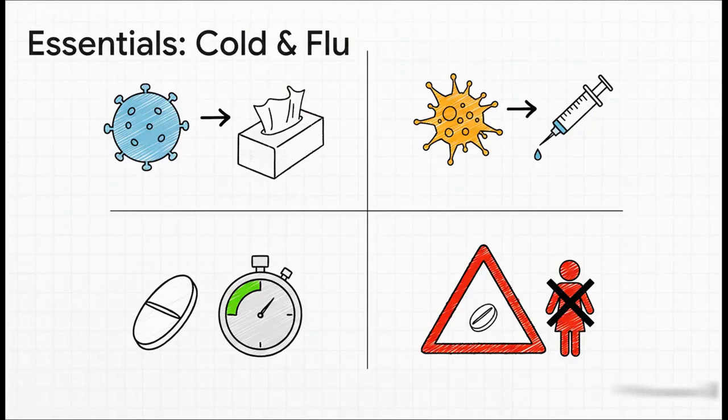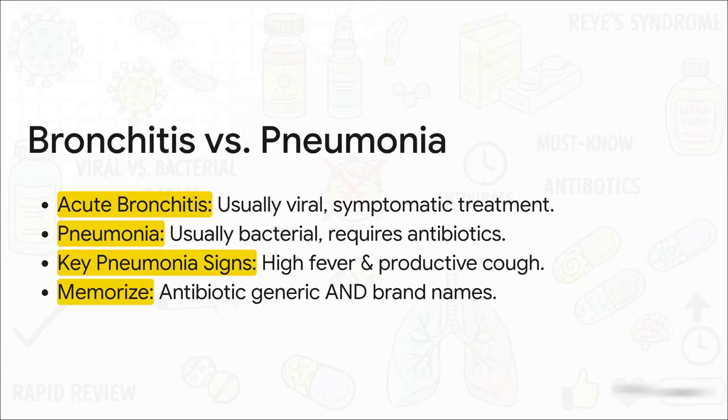The common cold? It's viral. You only treat the symptoms. The flu? Also viral, but more severe, and you can prevent it with the vaccine. Antivirals, those are your VIR drugs, are for the flu, and you have to start them within 48 hours. And the number one safety rule you can't forget? No aspirin for kids with a virus because of the risk of Reye's syndrome. Got it? Good.